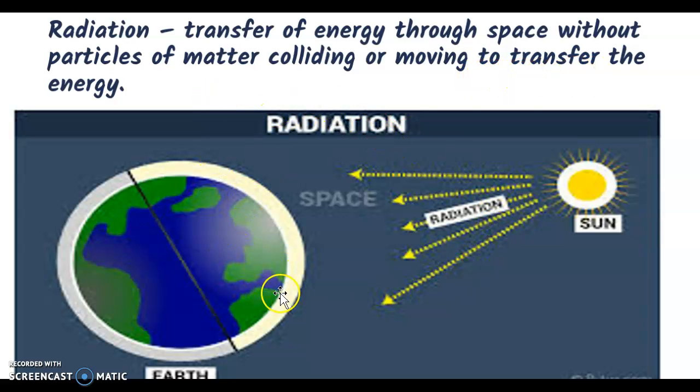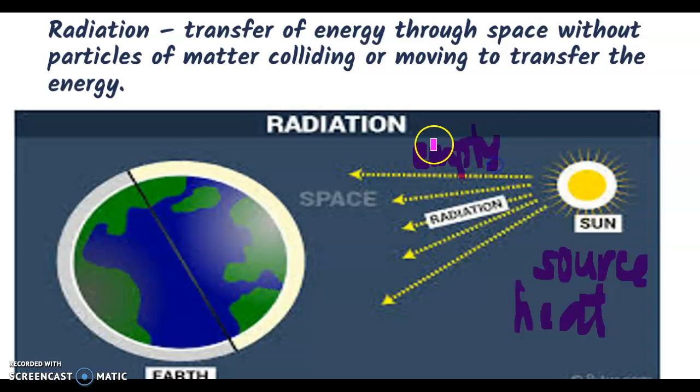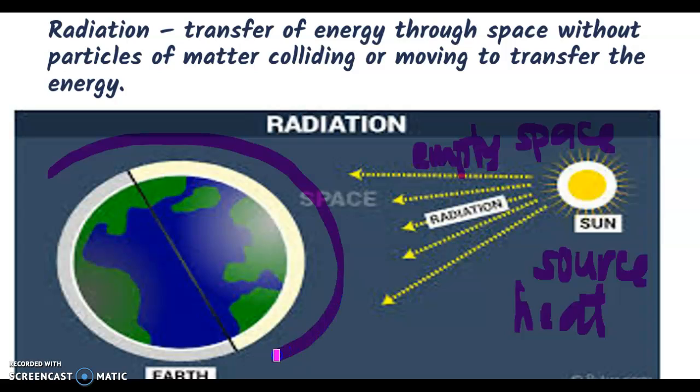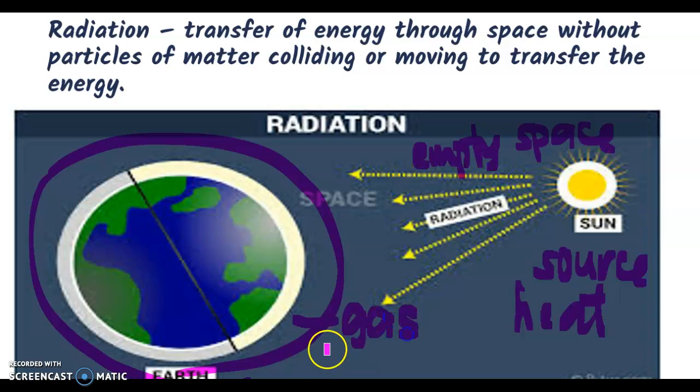A very good example of radiation is the heat of the sun, which is our ultimate source of heat energy. So heat will travel through empty space because we all know that in outer space there is no gas. It is only when heat reaches the atmosphere that surrounds the Earth that there is now gas.